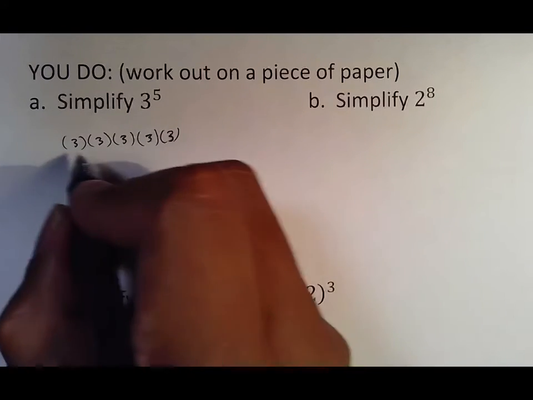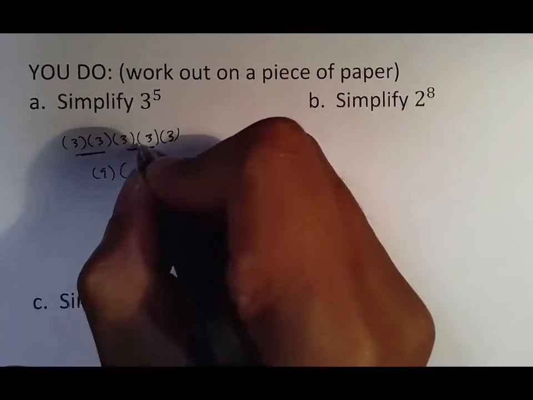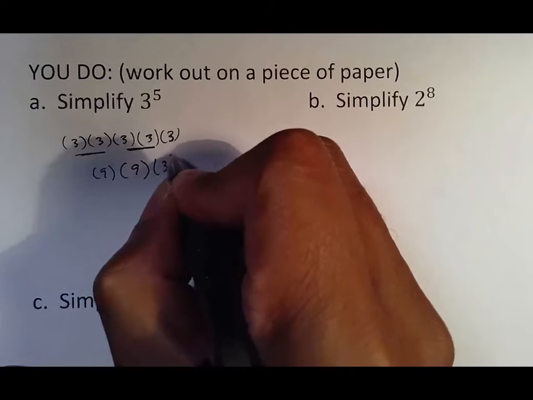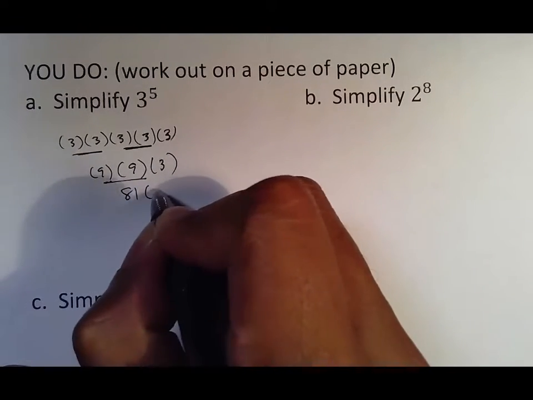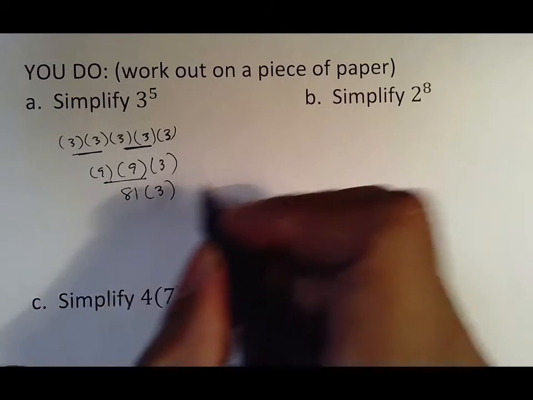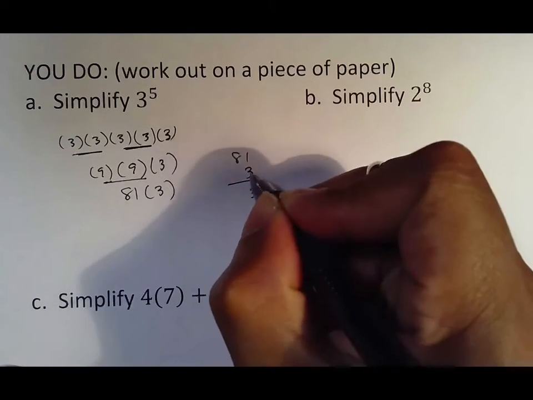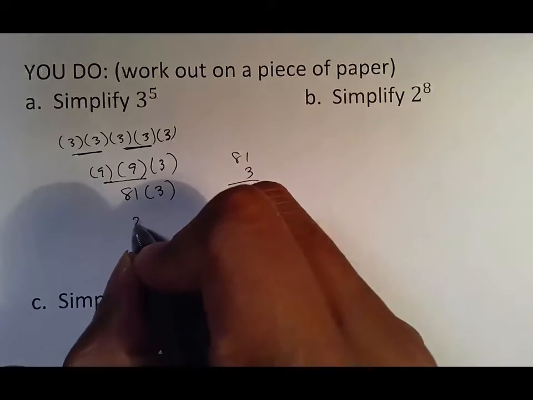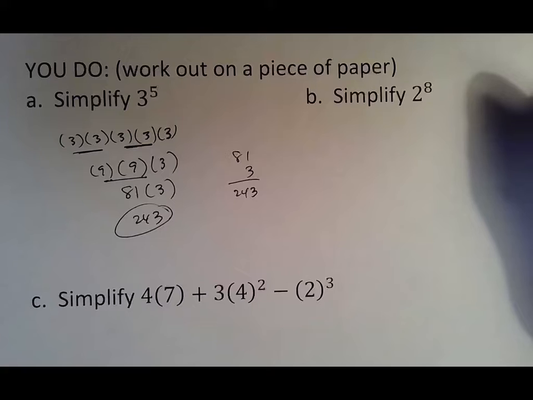I know with grouping that I can put these two together, which makes that 9, 9, and 3. I know that 9 times 9 is 81 times 3. Now I need to do some work, so I go 81 times 3. 1 times 3 is 3. 3 times 8 is 24. 243 would be my answer.